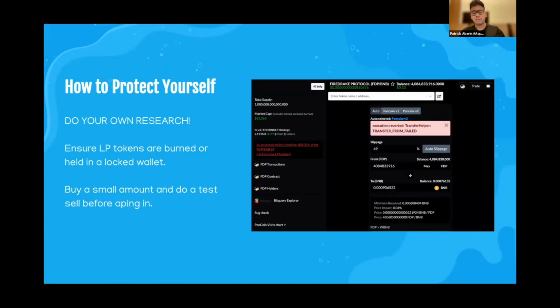So with Fire Drake protocol, this was something that I actually received also today with Seri. And so I tried to do the same thing, approve the contract to sell. And well, what do you know? I couldn't even sell, transfer from failed. So obvious honeypot with the rug pull risk with the liquidity pool tokens being held by an unlocked wallet.